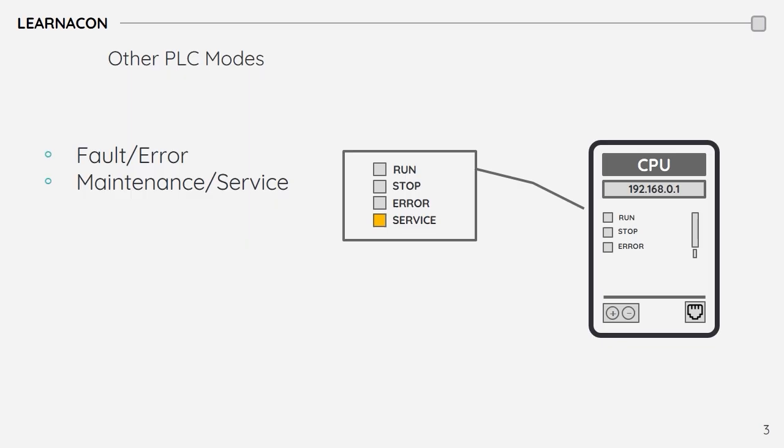Consider the case where you created a PLC application a few years ago and now you want to use it again. You put together the PLC modules, power up the system, load the application, and put it into run mode. But you see that the CPU switches to service or maintenance mode.